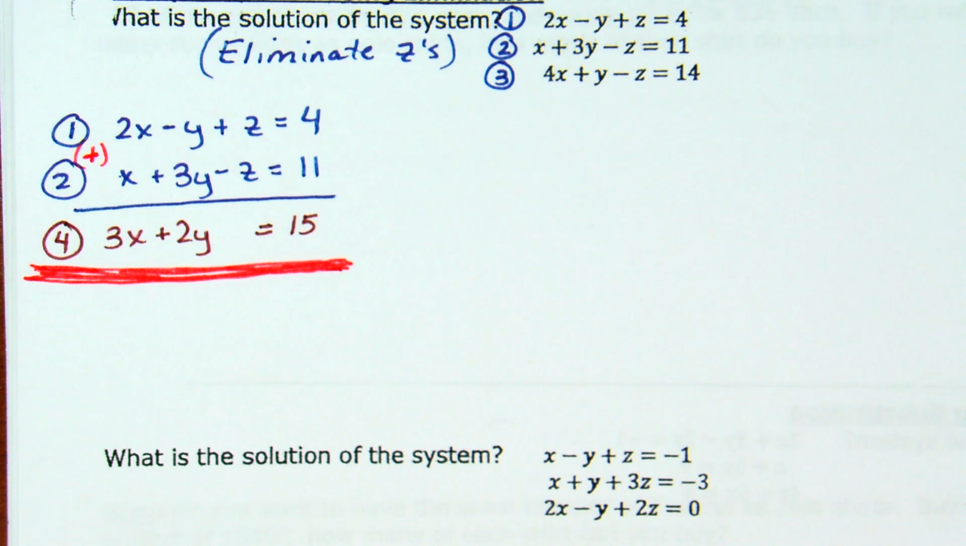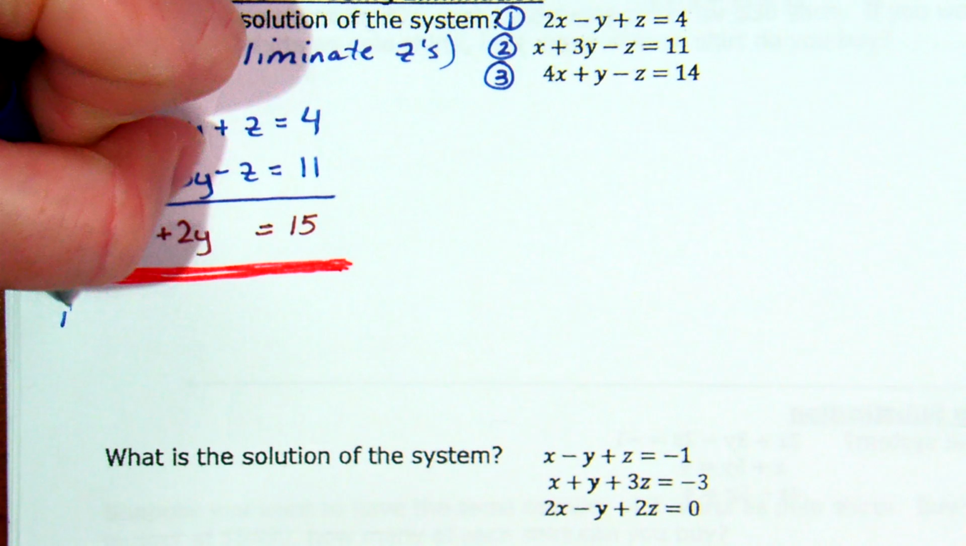Wait, back up. I need to clarify. We're still eliminating z's. I obviously forgot to say that. So we're going to repeat the process in that we're going to take a different pair of equations and eliminate z's again. It is important that you eliminate the same variable again for this process to flow when we get to the next part. So, which two equations would be good if we're eliminating z's again? 1 and 3, because it's a plus z and a minus z, correct?